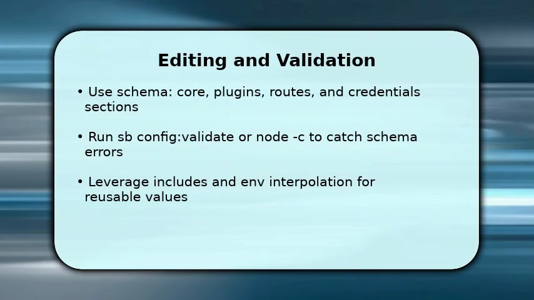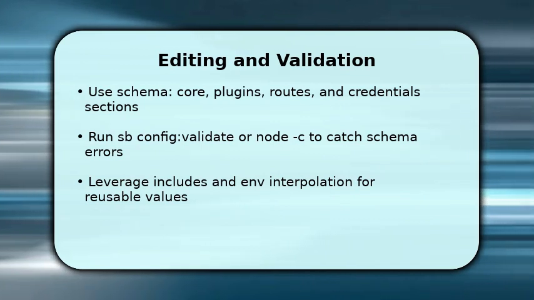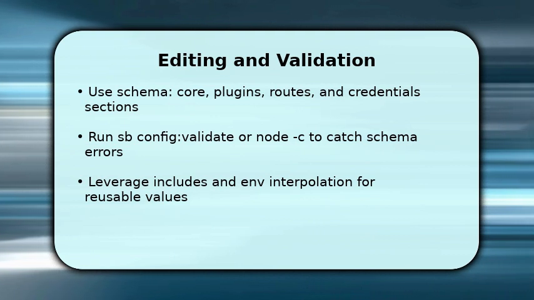You now edit configuration to wire features and plugins. Start by defining core, plugins, routes, and credentials sections following the Silverbullet schema. Once done, run sbconfig validate to catch schema errors and missing fields. If unavailable, run a JSON linter.